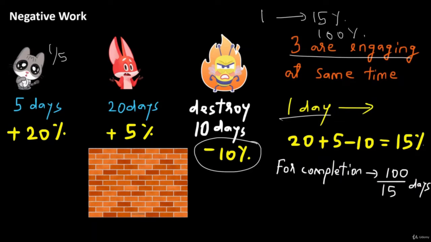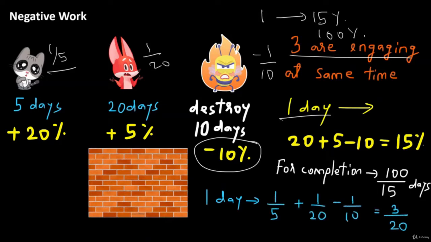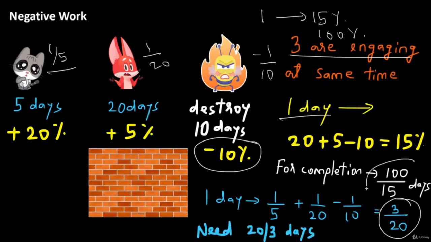All right. So let's think of this also in terms of fraction. What would be the effect in one day? That would be 1 by 5 for cat, 1 by 20 for fox, and minus 1 by 10 for B, right? So that's 1 by 5 plus 1 by 20 minus 1 by 10, which is equal to 3 by 20. Therefore, to complete this project, they would need 20 by 3 days. And you can see that that's the same thing that we got over here. 100 by 15 and 20 by 3 is the same.